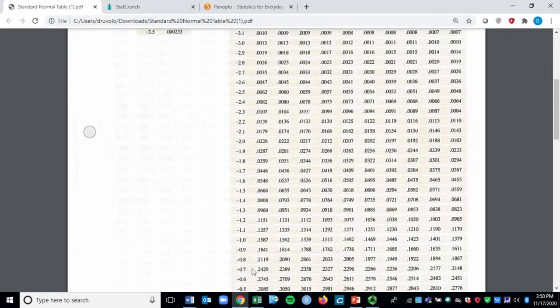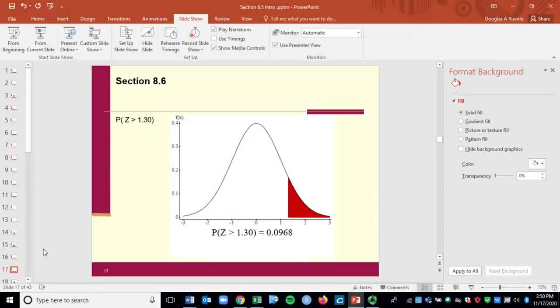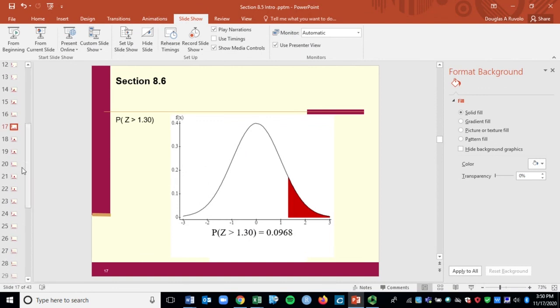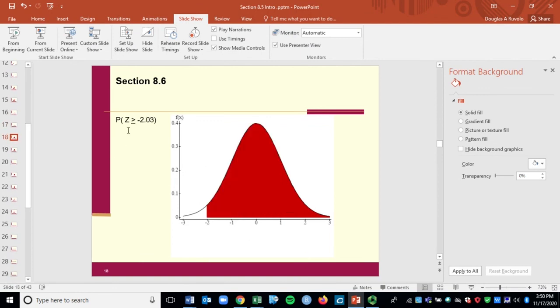All right, let's do one more and then we'll move on to something else. Let's see, what's the next one? We got here the probability that z is greater than or equal to negative 2.03. So here's our graph, and I shaded in a whole lot, quite a bit. Our answer should be close to 1 at this point. Practically shaded in the whole thing, 100% or 1.